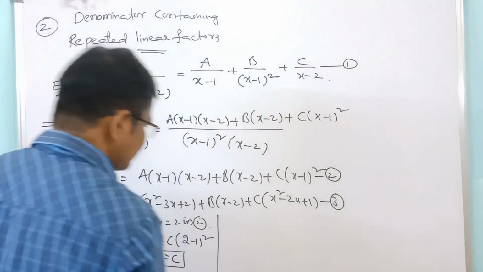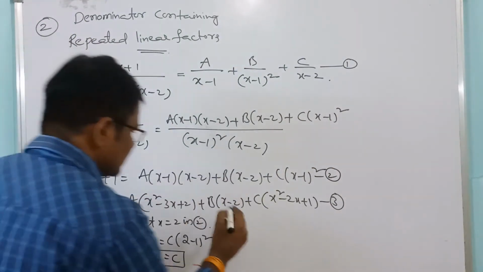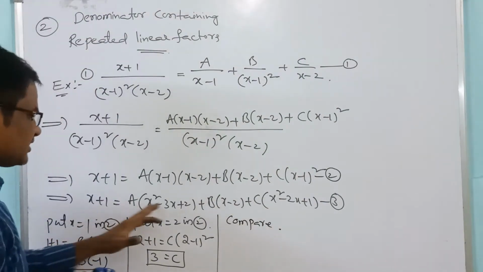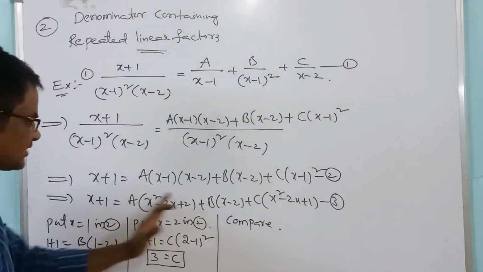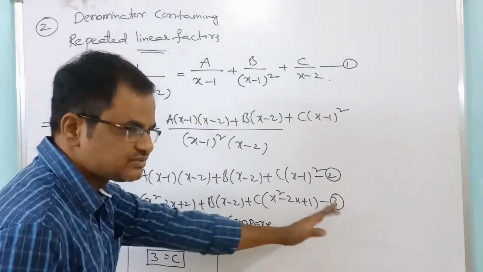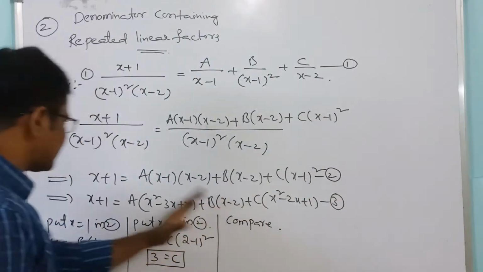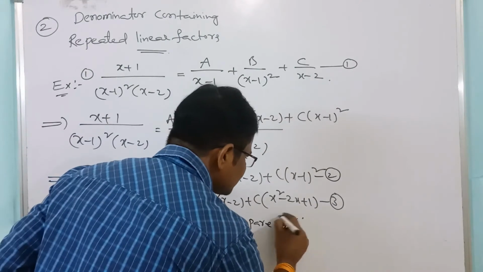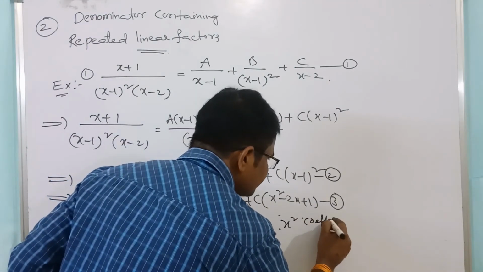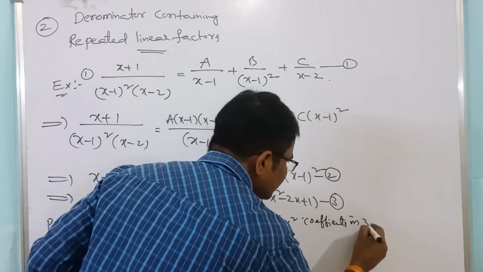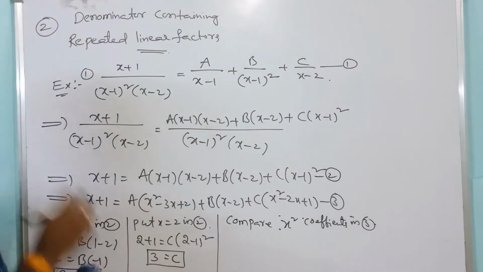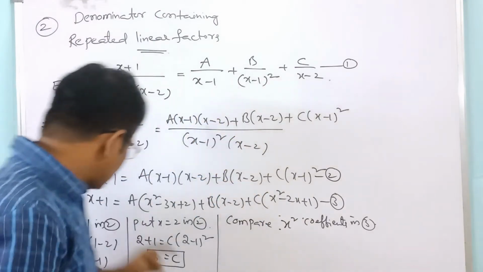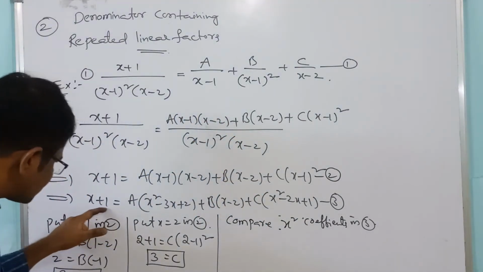After that, we have to compare the coefficients. Compare any coefficient: x square coefficients are there, x coefficients are there, and constant terms are also there. In these three, compare the left side and right side, and you will get the third one. Compare the x square coefficient in equation number 3, because easily you can identify what the x square coefficient is, right?